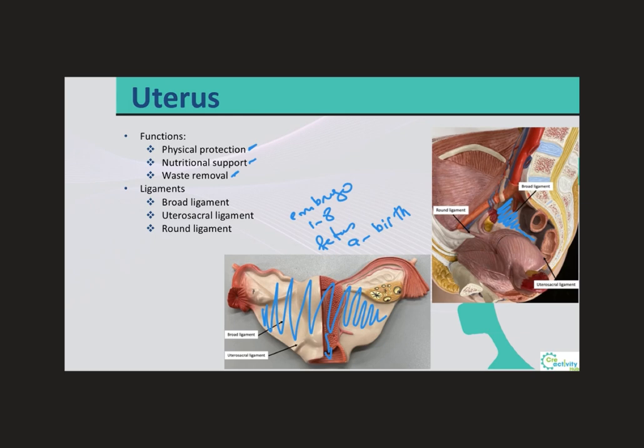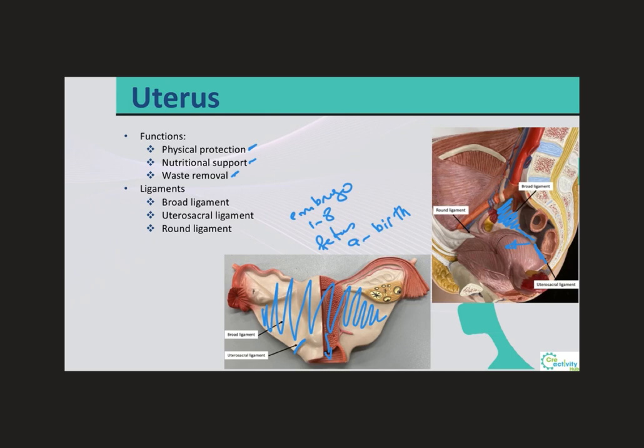The uterosacral ligament, like the name says, will extend from the lateral surface of the uterus to the anterior face of the sacrum, and this will prevent the body of the uterus from moving inferiorly and anteriorly. So it holds the uterus back. So if the uterus wants to move forward, the uterosacral ligament will hold it in place.